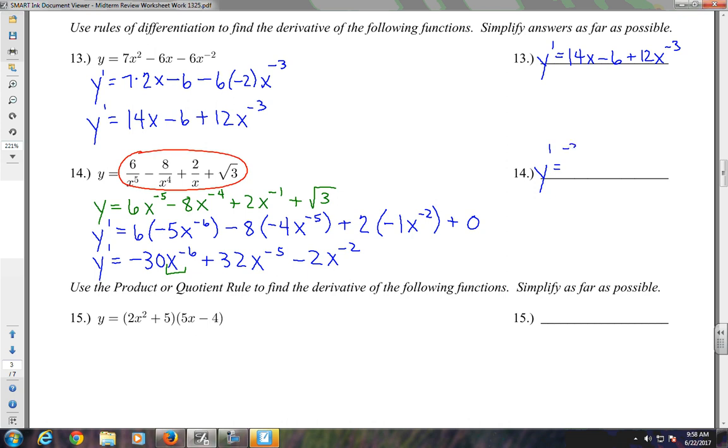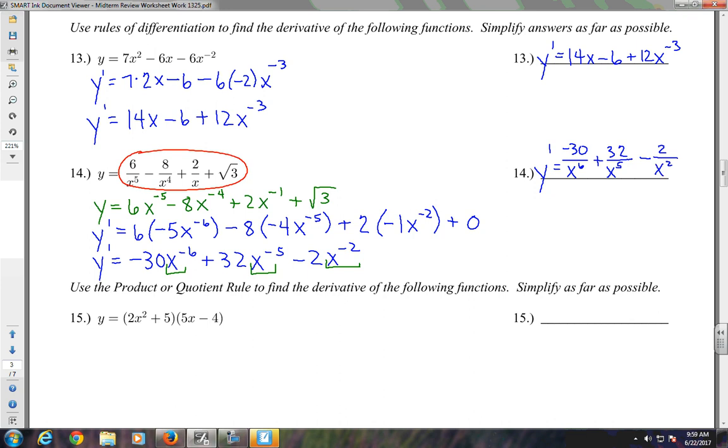The negative 30 stays in place in the numerator position. So negative 30 x to the negative 6 can be written negative 30 over x to the 6th. Same thing for the second term. I'm going to apply this exponent negative 5 only to the x. The 32 is going to stay where it is in the numerator position. So we end up with 32 over x to the 5th. Last term, being careful to apply this exponent negative 2 only to the x, we can rewrite that term as negative 2 over x squared.